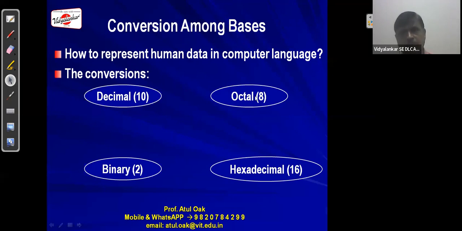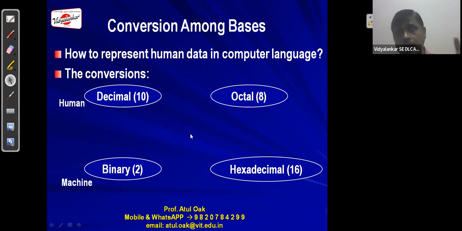These are my number systems. I already said decimal number system is for humans. Binary and hexadecimal, they are for machines. Octal, we are only studying. It's not used anywhere. And these are the four possibilities. Okay, my data can be here, my data can be here, my data can be here, my data can be here.